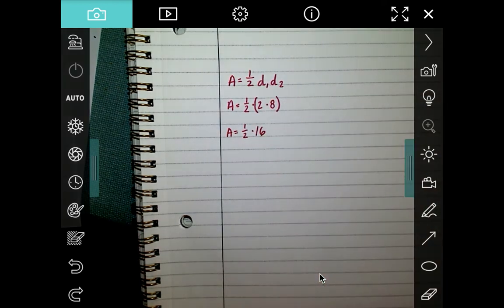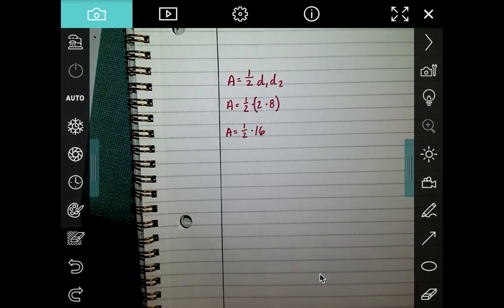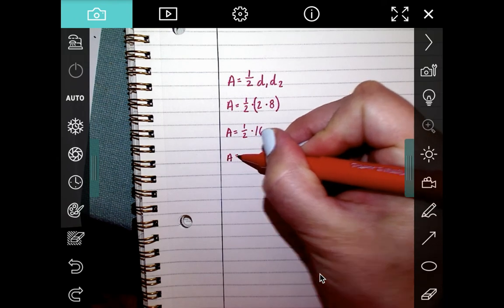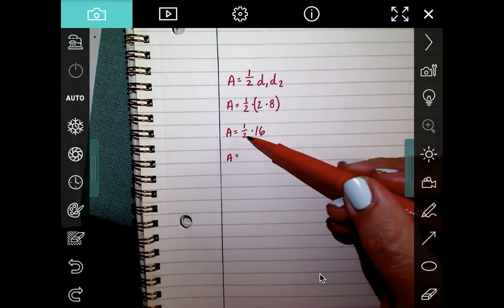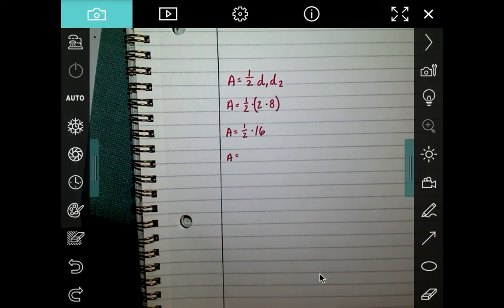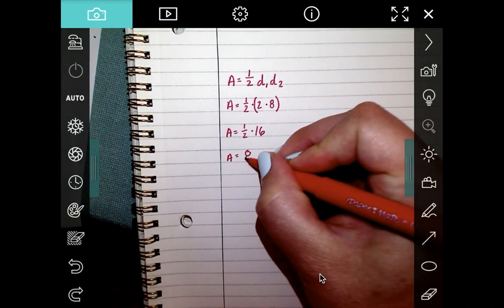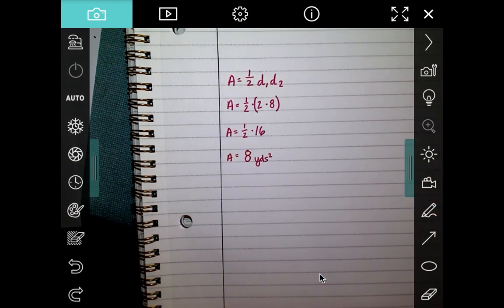At this point in the year, I have said it a couple of times, you can use your calculator. Okay, some calculators have a fraction button, but you also know that 1/2 is 0.5. All right, so we're going to do 0.5 times 16 or 1/2 times 16. And we've also talked about how multiplying by a half is the same as dividing by 2. So 16 divided by 2, the area equals 8 yards squared, because whenever we're talking about area, it's yards squared.